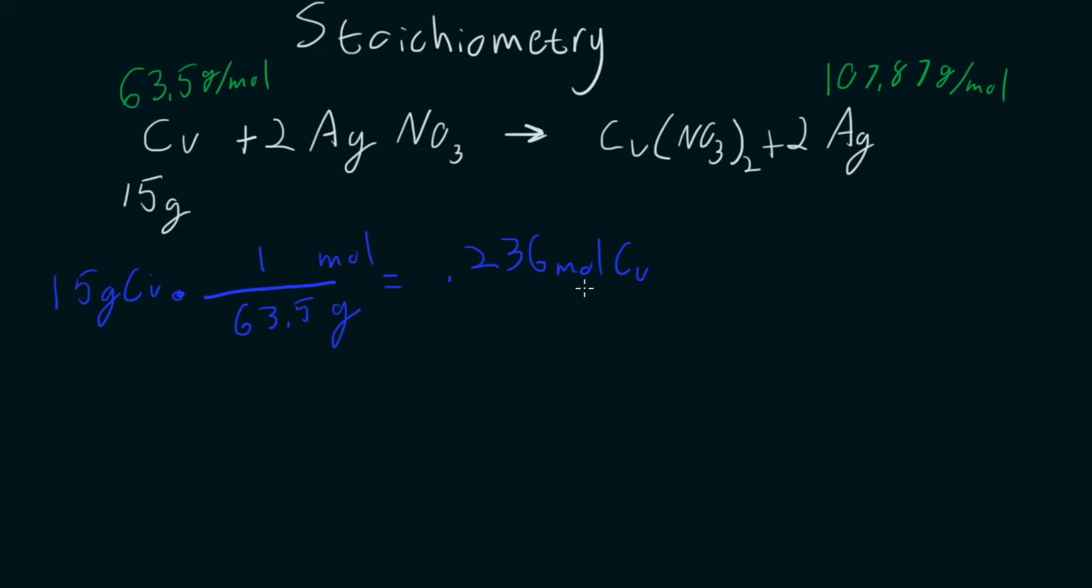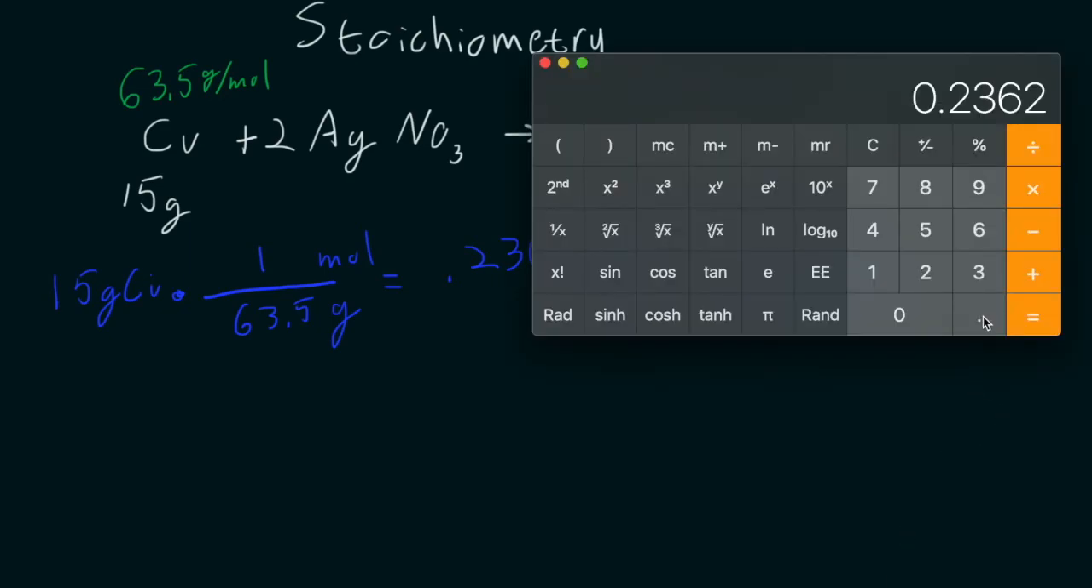Okay, now I need to go from moles of copper to moles of silver. So to do this, I need to convert from copper to silver. So I'm going to put copper at the bottom so that cancels out. I'm going to put silver on top so that I get silver. And so I've got 1 mole of copper in my formula and 2 moles of silver. Okay, great. So then for every 1 copper, I get 2 silvers.